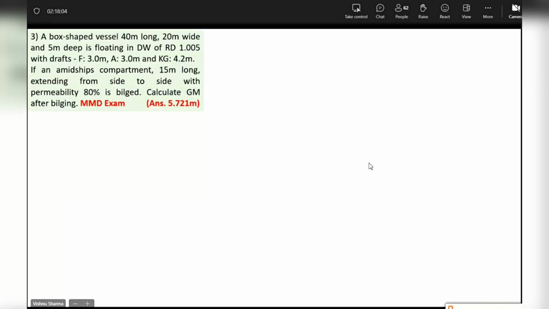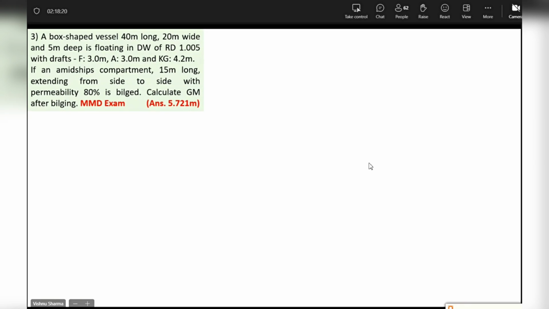Clear? Okay, now I'll take one more question on permeability and then we'll call it off and continue tomorrow, no issues. This is a MMD question. Which month? I have not written, but it's definitely a MMD question. A box-shaped vessel 40 meter long, 20 meter wide and 5 meter deep.